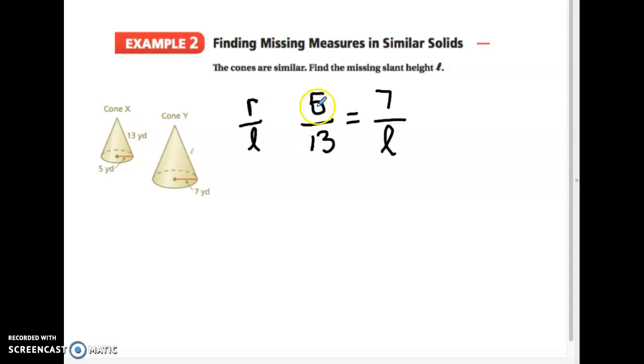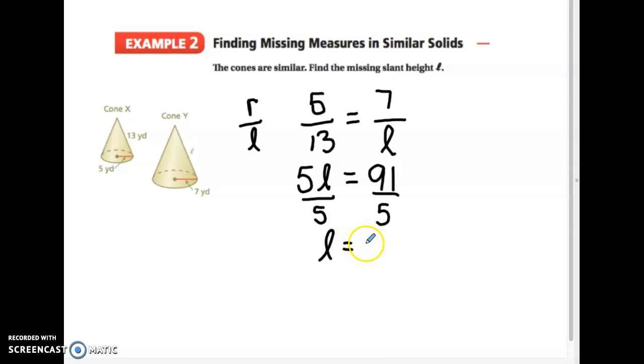cross multiplication here. So 5 times slant height is 5. We're going to use a little L for slant height. And then 13 times 7 is 91. Divide both sides by 5. And our slant height is 18.2 yards.